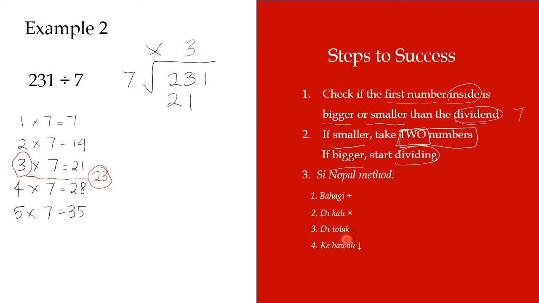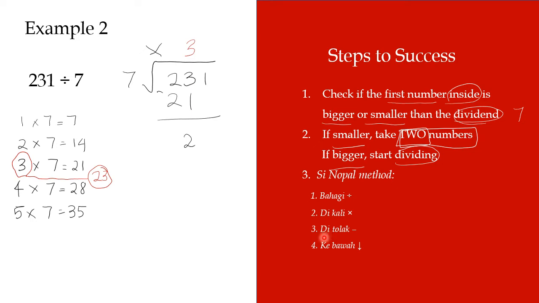Step 3 is ditolak, which is minus. So ditolak this number. So 23 minus 21. So what is 3 minus 1? 3 minus 1 is 2. 2 minus 2 is 0, which you do not need to write down over here because it might confuse you. So if it's 0, just let it be. And then, that's step 3.